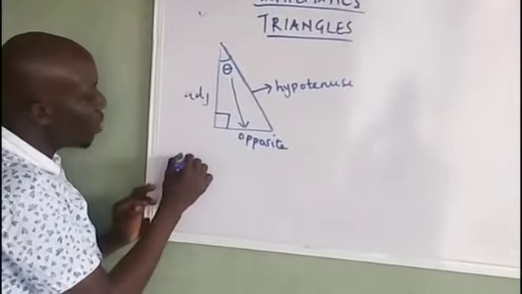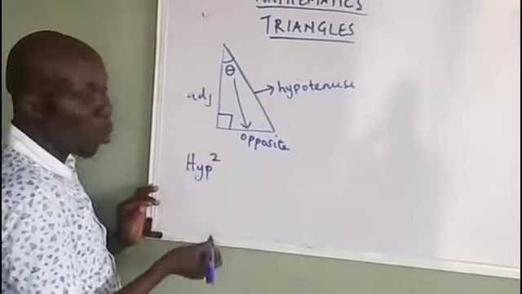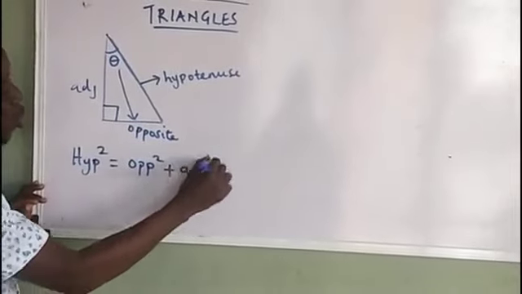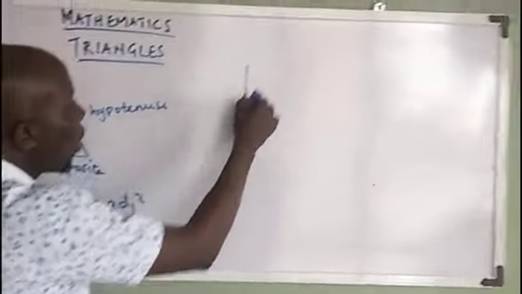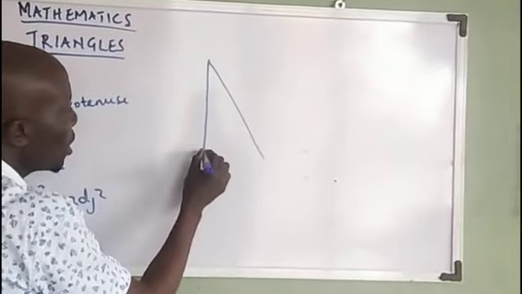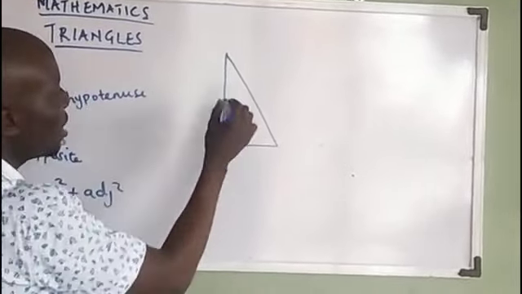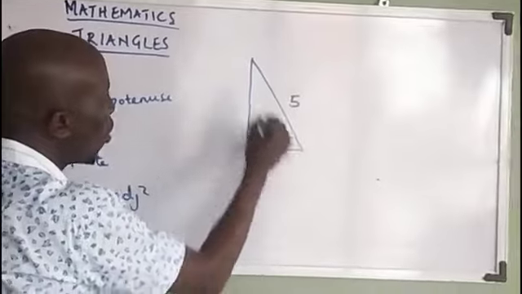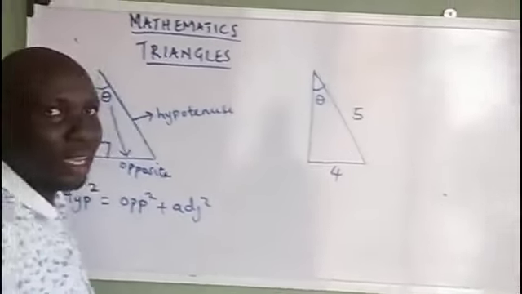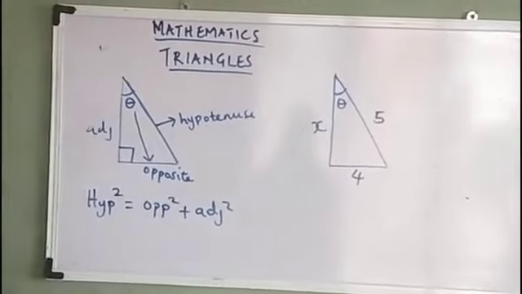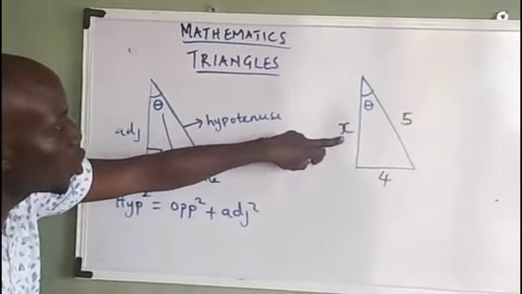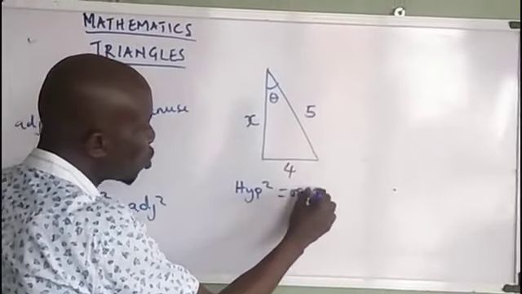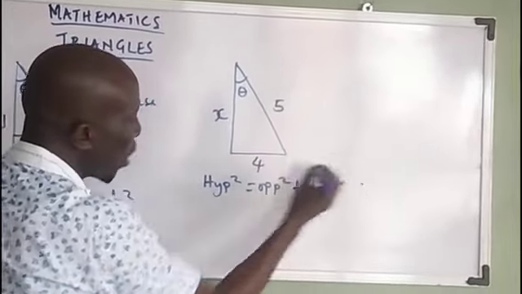Now Pythagoras theorem dictates that hypotenuse squared equals opposite squared plus adjacent squared. Meaning that we are going to employ Pythagoras theorem if we have, let's say, this is 5, this is 4, and we have our theta here. Then we have x here. So to find x, what we are going to do is that hypotenuse squared equals opposite squared plus adjacent squared.